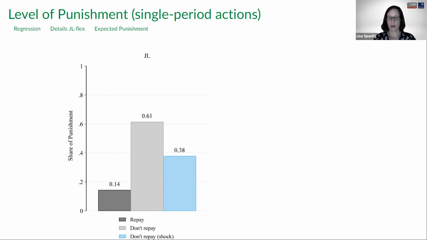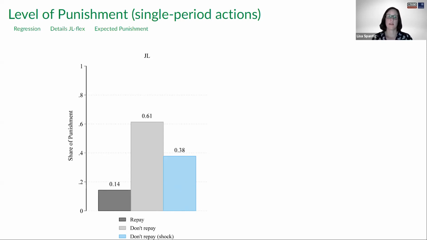However, and this is what we would call the excessive punishment, is this case here where the partner is facing an income shock. It's fully observable to you, and you know it's not the partner's fault, but still we have more than half of the punishment from the decision not to repay still applied when the partner is not repaying due to a shock.